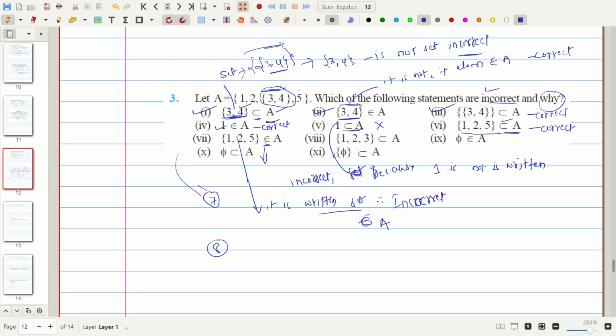And the eighth one, now we discuss. Eighth one is {1, 2, 3}. The eighth one is very interesting. So 1, 2, 3 elements are there.